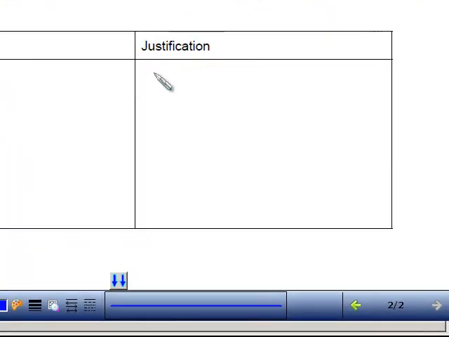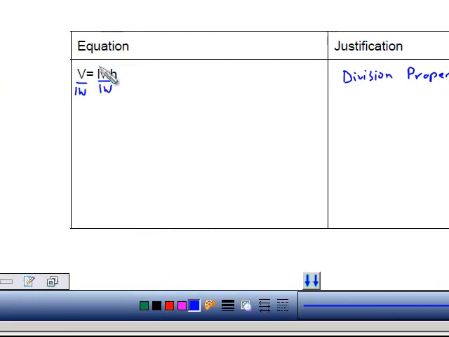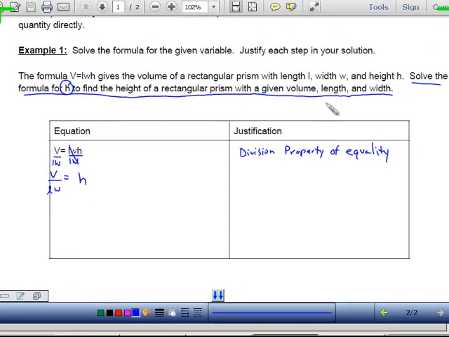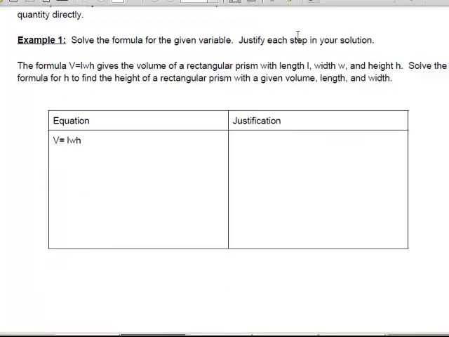The justification is the division property of equality. So when I do that, I actually end up canceling out the LW's, and I'm left with H by itself is equal to the volume divided by the length times the width. And that's how you figure out the height of this rectangular prism. So it's very similar to solving literal equations, except now they're giving us the exact variable that we have to solve for.